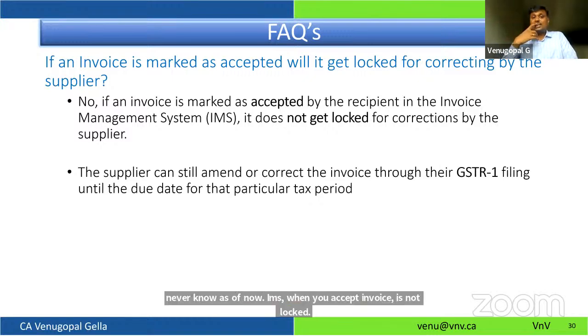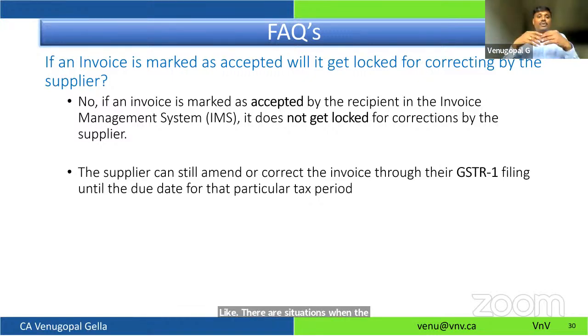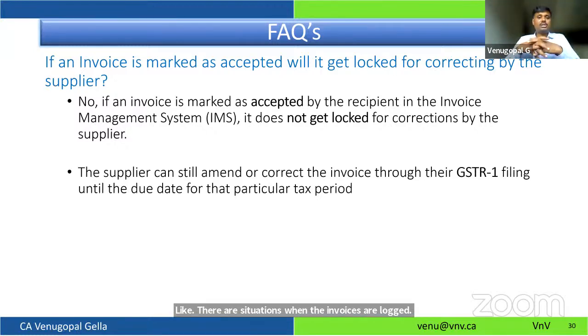There are situations when invoices are locked. After you file your R9, you can't amend the records. After you file your refund, you cannot. So there are situations where in GSTR 1 also it will get locked. After you amend the invoice once, the second time it doesn't get amended, it gets locked.